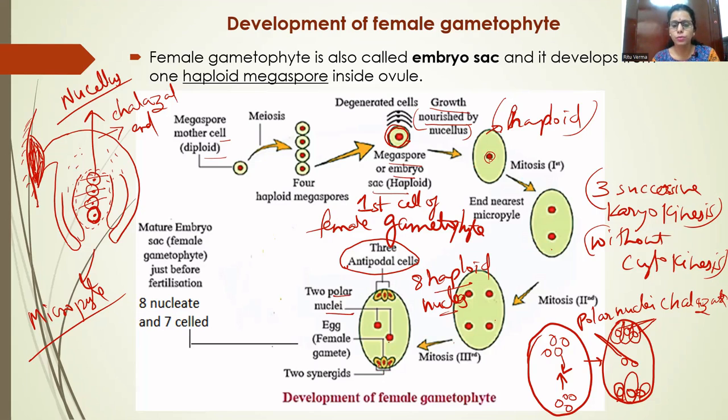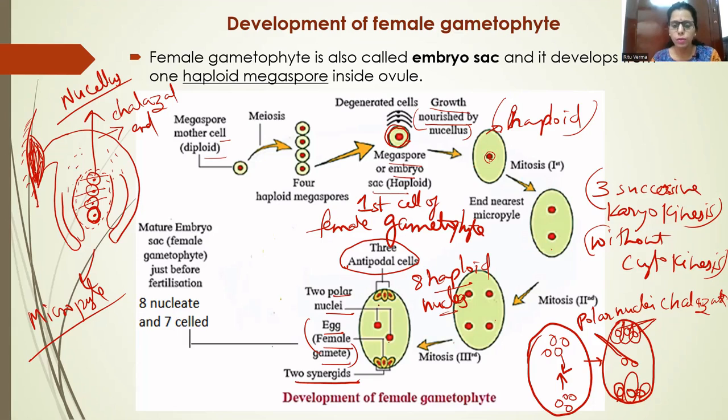Okay, so out of those 3, the 2 cells present on the sides are actually synergids, and the one large cell present in the center is actually the egg, the female gamete. Okay, that serves as an egg or the female gamete. So this is the structure of the female gametophyte.